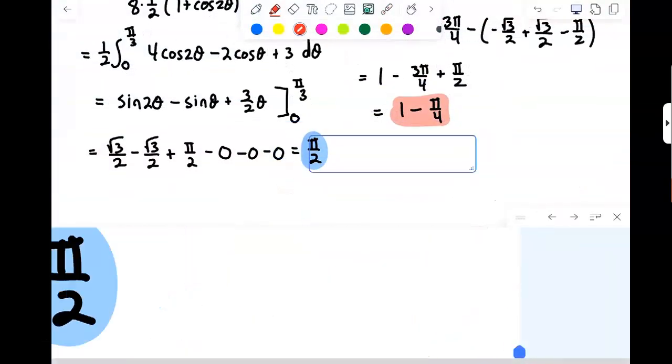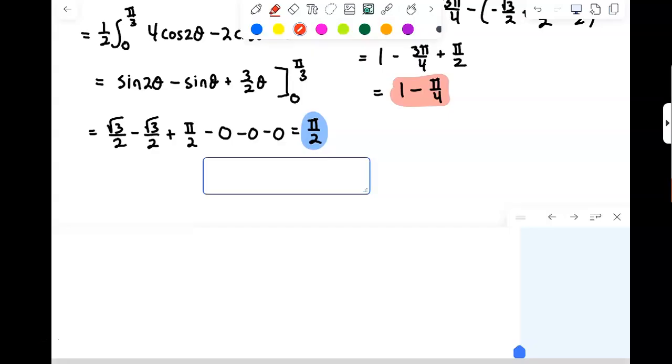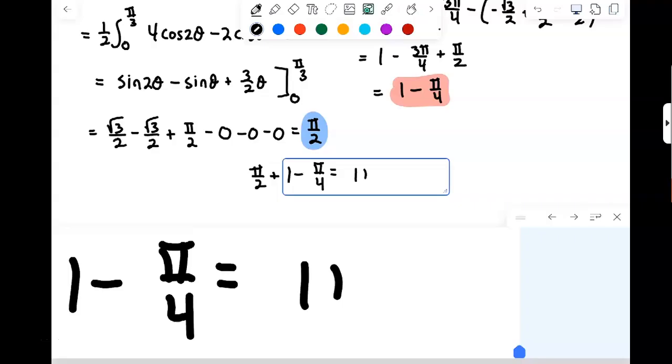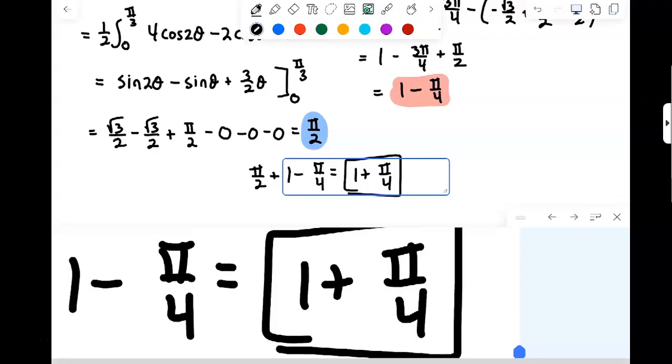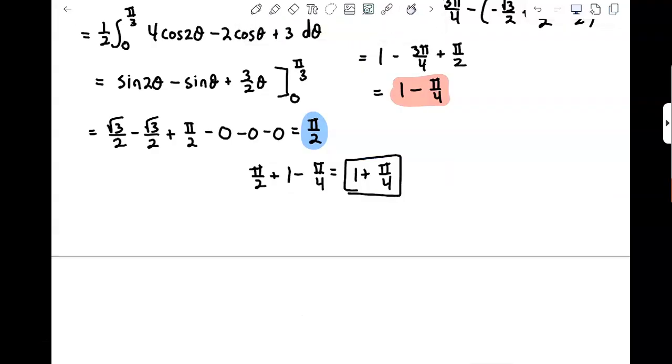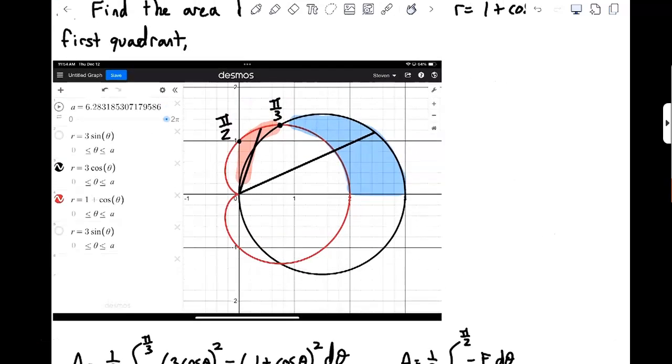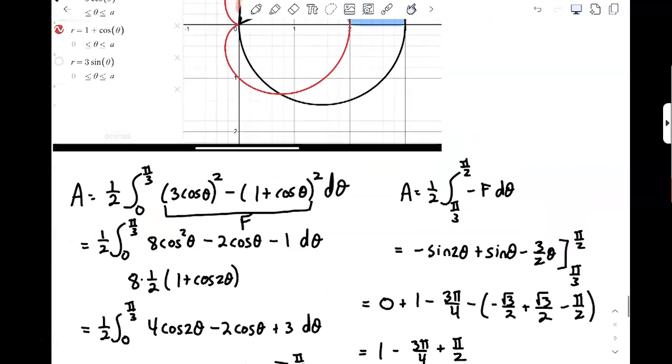And so we combine that with the pi over 2. So we have pi over 2 plus 1 minus pi over 4. And that would simplify to be 1 plus pi over 4. So kind of a cool final result there, that the area here in this graph that falls between these two things is 1 plus pi over 4.